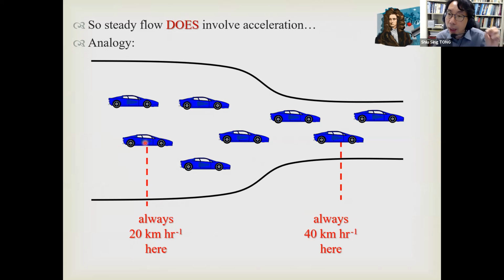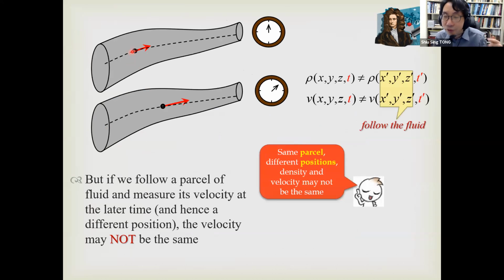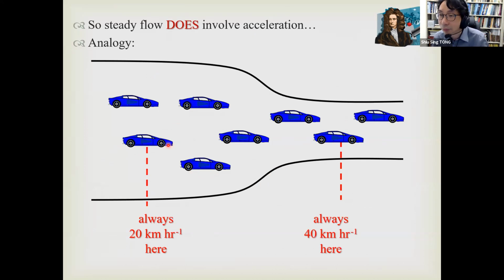So if you are sitting on a car, and you follow the car from this position to this position to that position, you have an acceleration. Your speed increased from 20 kilometers per hour to 40 kilometers per hour. That is, you are following a parcel of liquid inside the fluid. If you follow the parcel of fluid from here to here, you have a speed increase, and you also have a density change. That is what happens when you follow the motion of a car along the streamline.